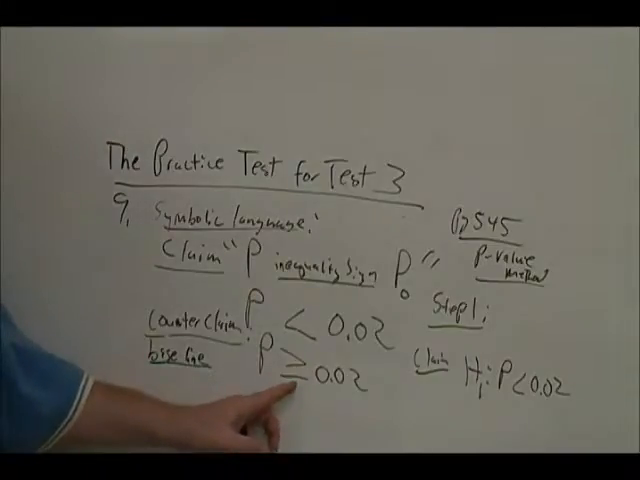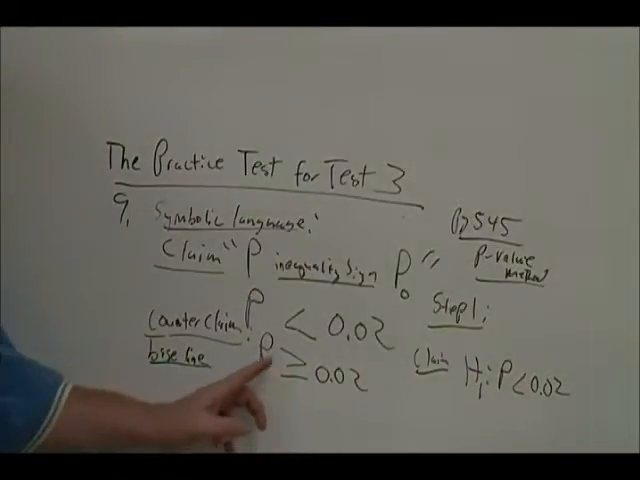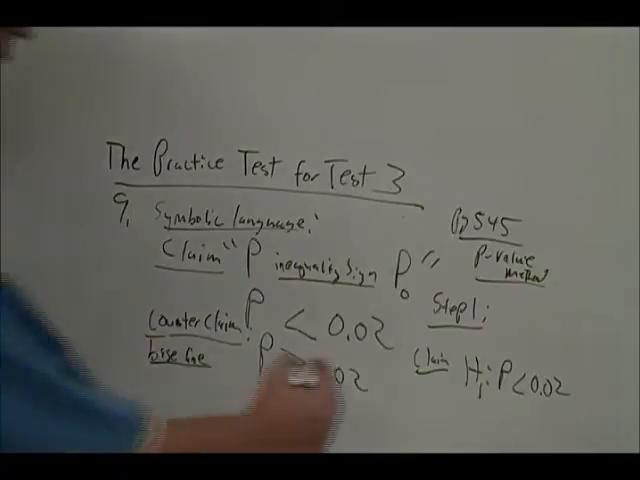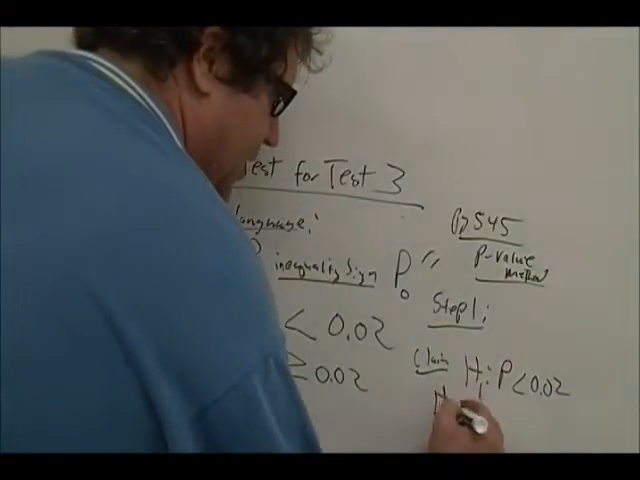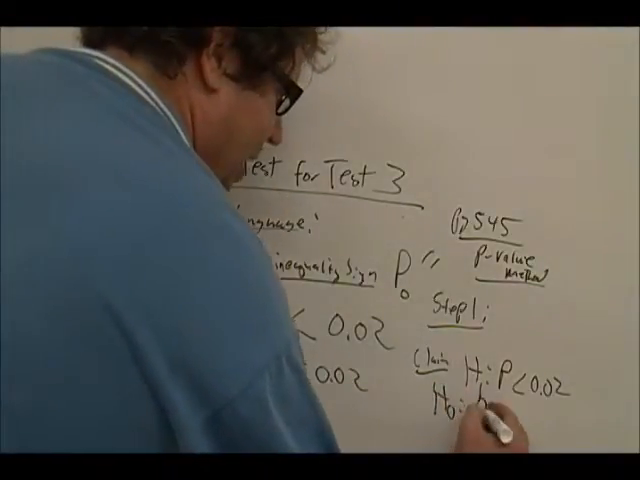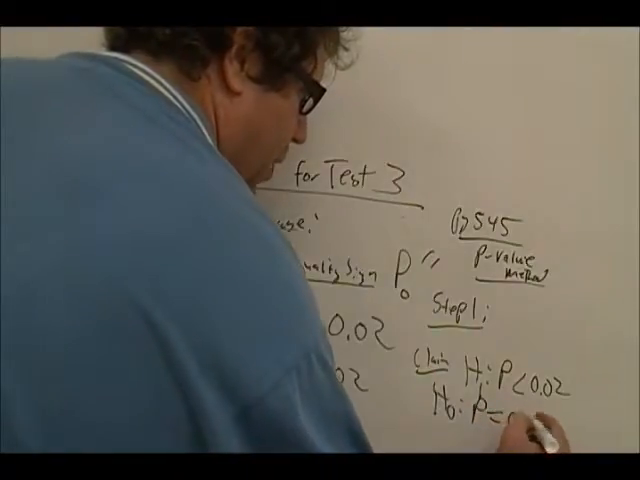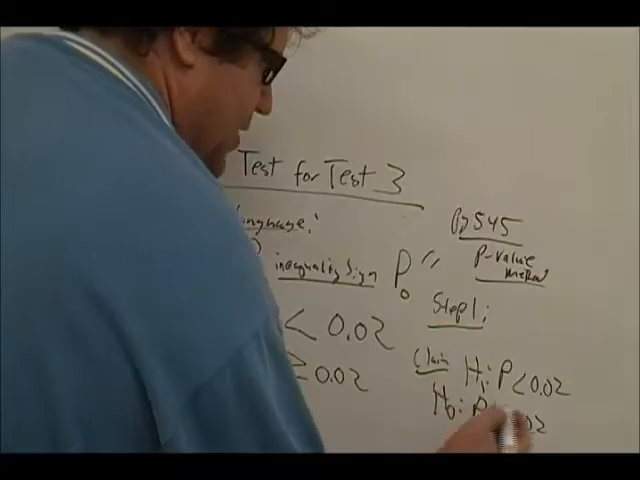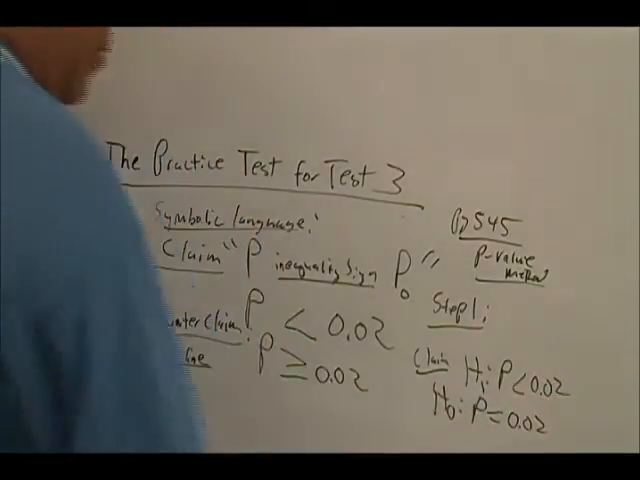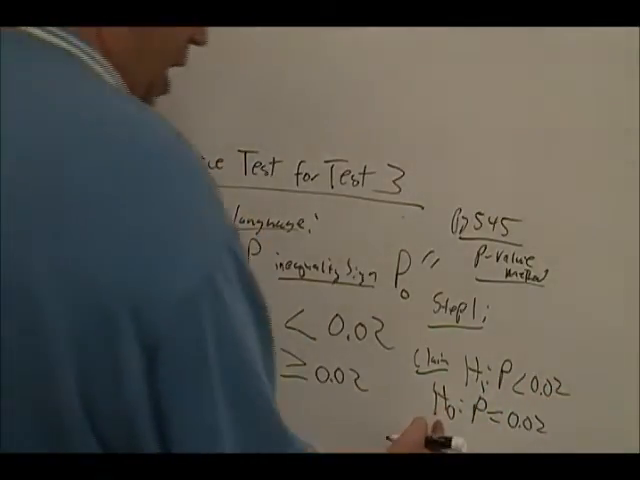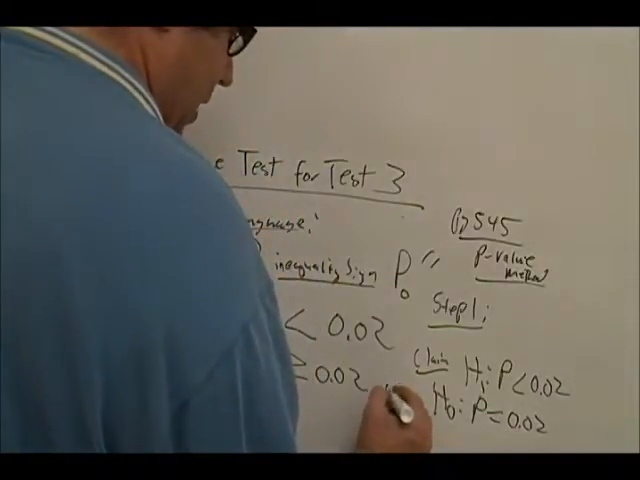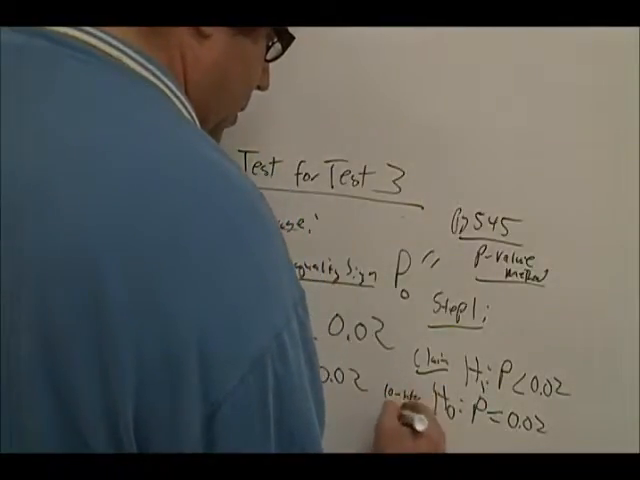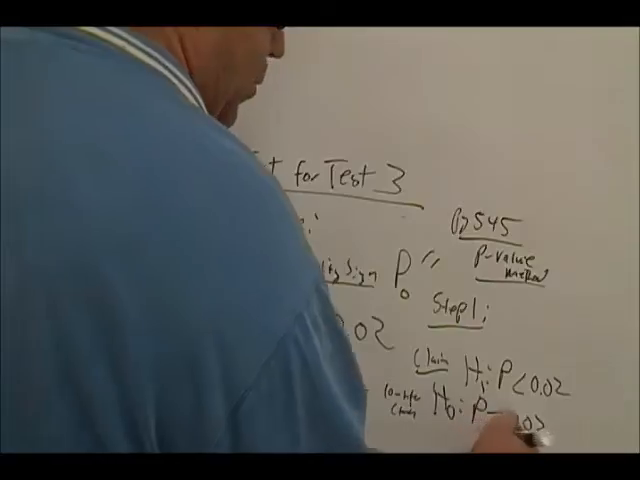We take the greater than or equal sign, since it has it, and we rewrite it as H naught, null hypothesis, but we write it as P equals 0.02. So we have H1, the alternative hypothesis, is P is less than 0.02, and we have the null hypothesis, which comes from the counterclaim, to be P equals 0.02.